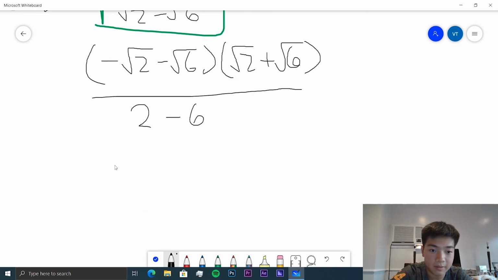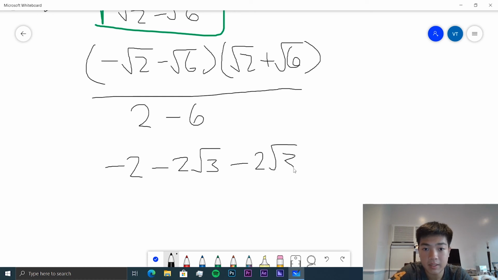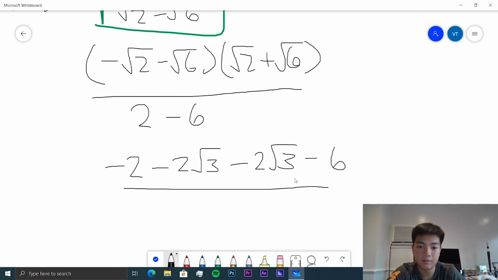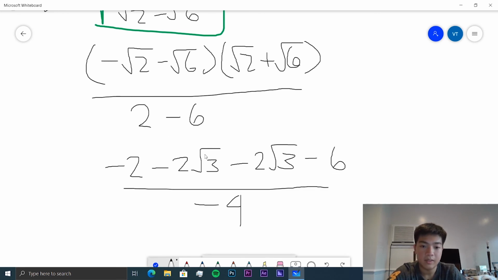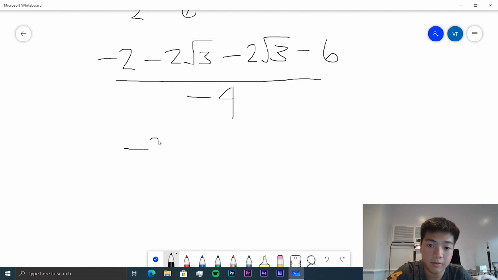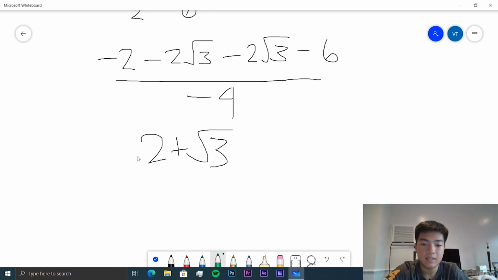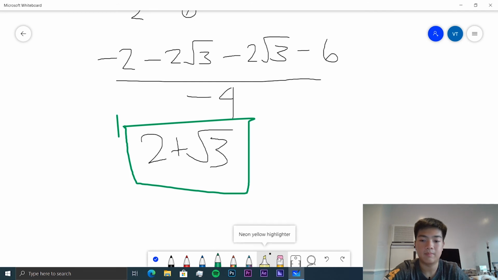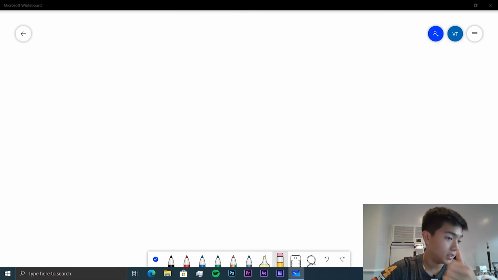So what do we have here? We have negative 2 minus 2 square root 3 minus 2 square root 3 minus 6 all over negative 4. So this is equal to negative 2 minus, oh no, wait, but this is negative, so this is just equal to 2 plus root 3. So yeah, this is tan 17 over 12 pi. Nice.